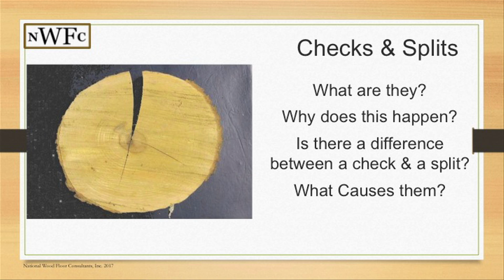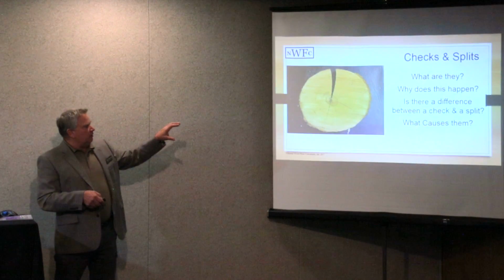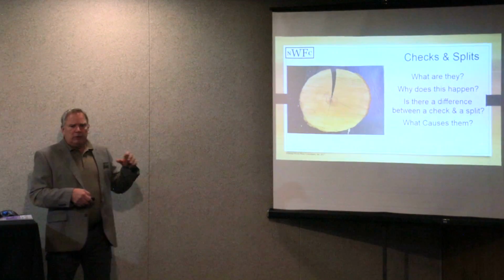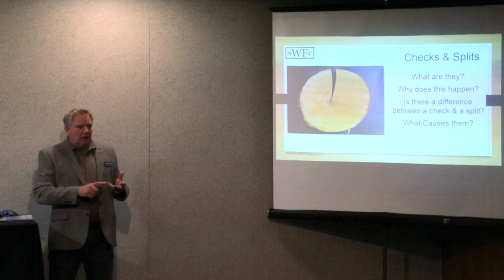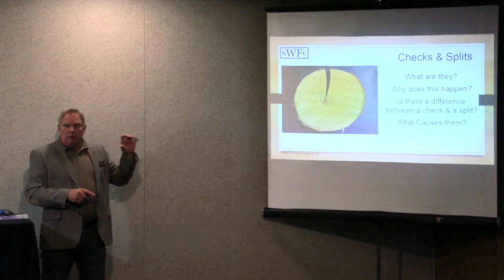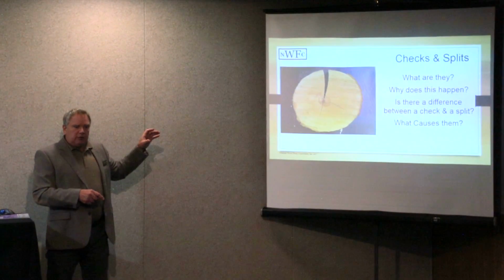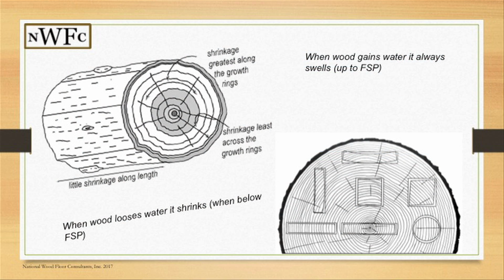Why does this happen? When this log dries out, is there a difference between a split and a check, and what causes them? So as we look at this log here, we've seen that time and time again, whether it's on 2x4s, 2x6s, or on poles, you'll always see the material will split, is what you see here. It's getting into the shrinkage of it.